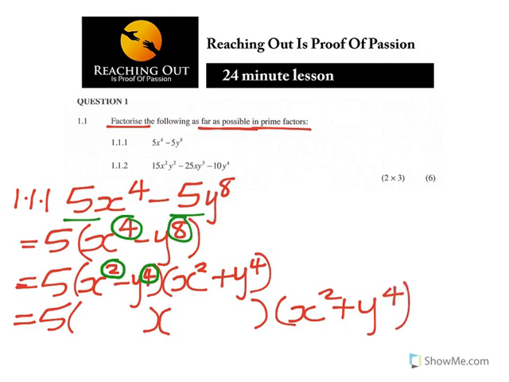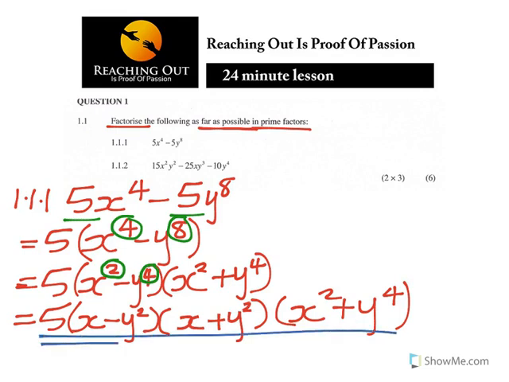This is not a difference of 2 squares because the sign in between x squared and y to the power 4 is a positive. Now what I have here is x minus y, and then x plus y, times x squared plus y to the power 4. Now with that, it provides you the answer to the question which says factorize the following as far as possible into prime factors, then that would become your particular answer.